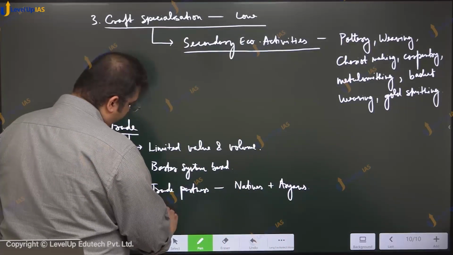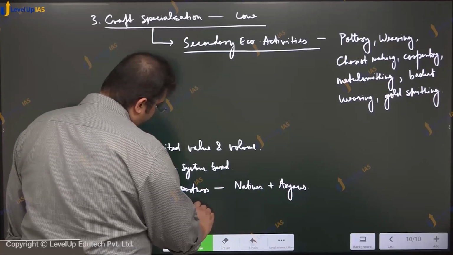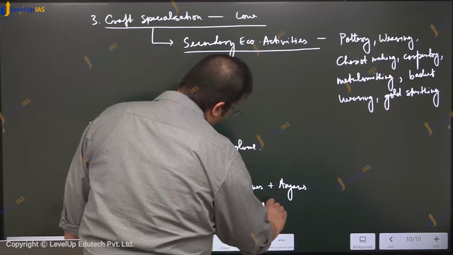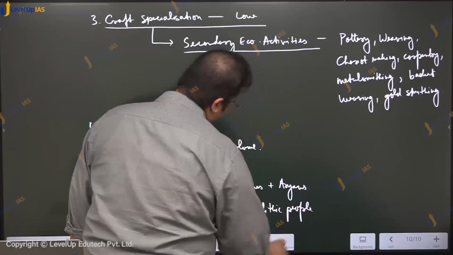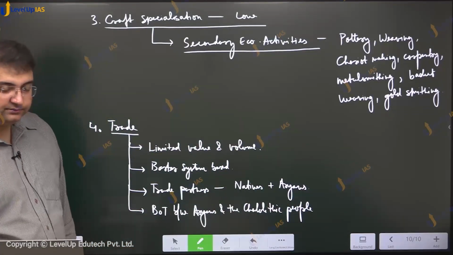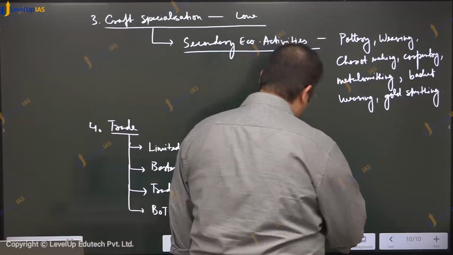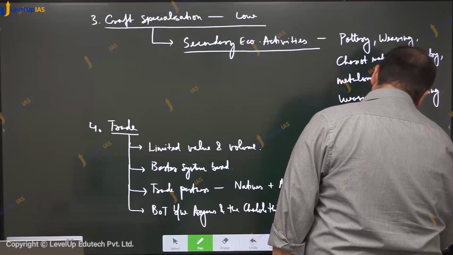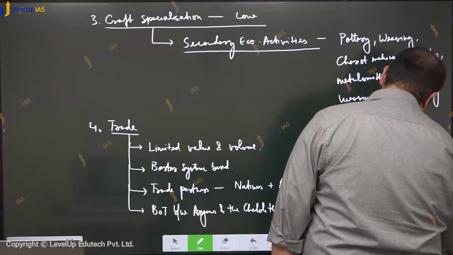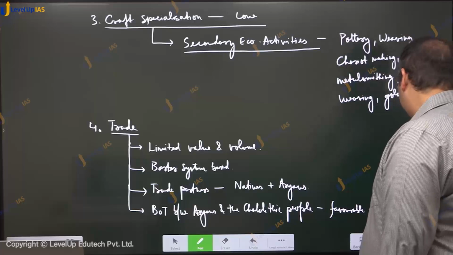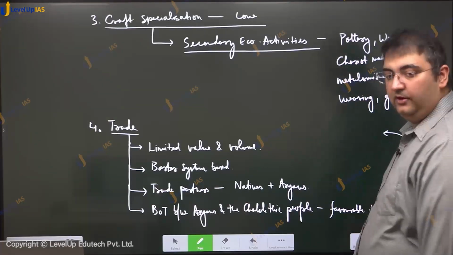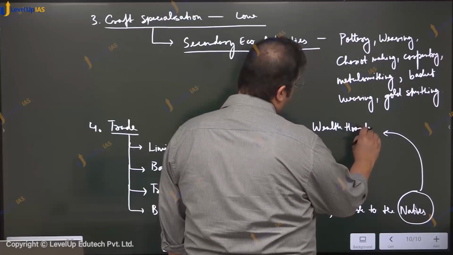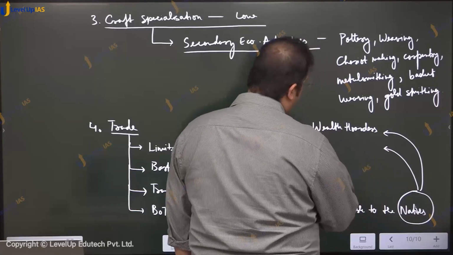What was the balance of trade between Aryans and the Chalcolithic people? Trade would have been tilted towards the Chalcolithic people, right? And that is why they were accused of hoarding wealth and stealing cattle.